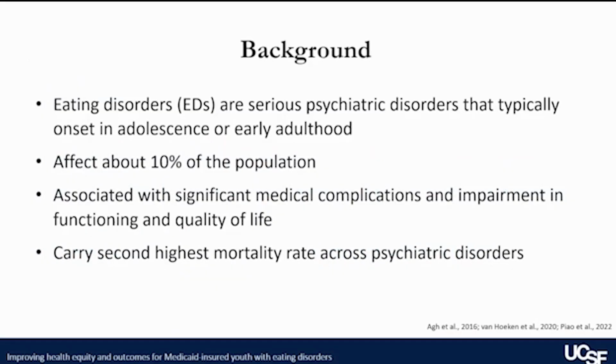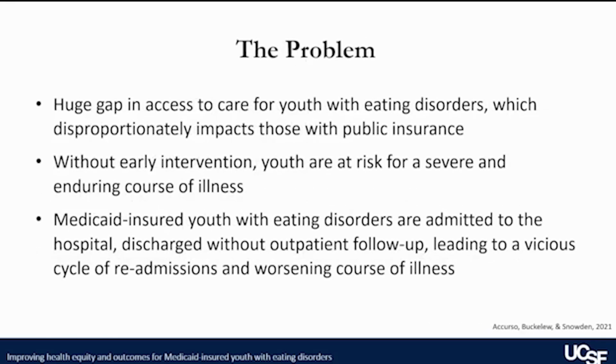It affects about 10% of the population. And these disorders are associated with very significant medical complications, as well as severe impairment in functioning and quality of life. So they really can be just incredibly disabling. And in addition to impairment in life, they're also quite deadly. Eating disorders have a very high mortality rate across mental health disorders, second highest only to opioid use disorders. So it really is a quite severe population that we work with.